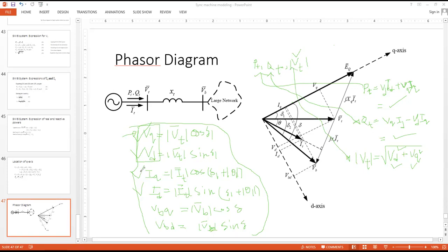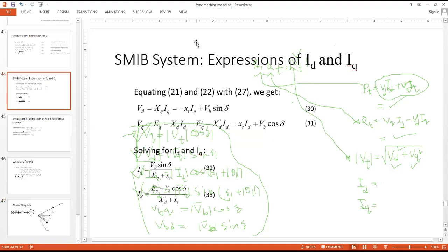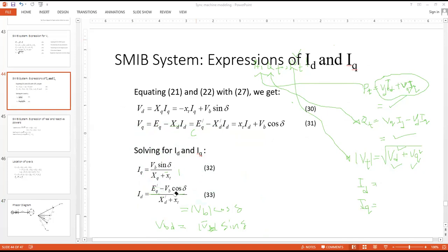Then what's left? We haven't checked ID and IQ individually, but we have checked them here. We can also check them individually. How do you do that? What is ID and IQ? We will go back and check the expressions that we derived in the previous class. So in slide 44, here you have equations 32 and 33.